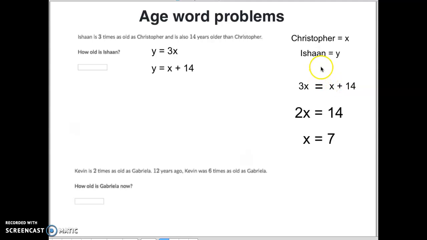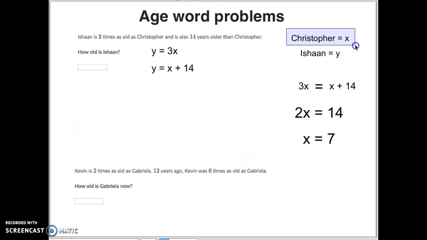So we're going to take and subtract this x from both sides. So we have 2x equals 14. We'll then divide both sides by 2 and we get x equals 7. Now, this is where you got to be careful. X equals 7, which means Christopher's age is 7 years old.